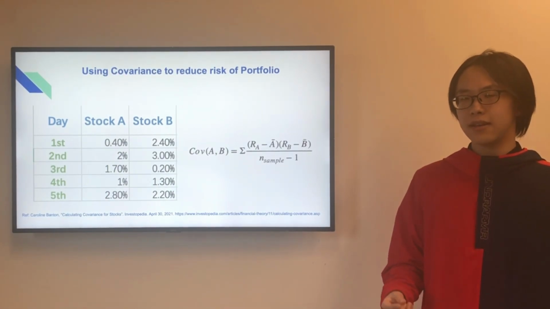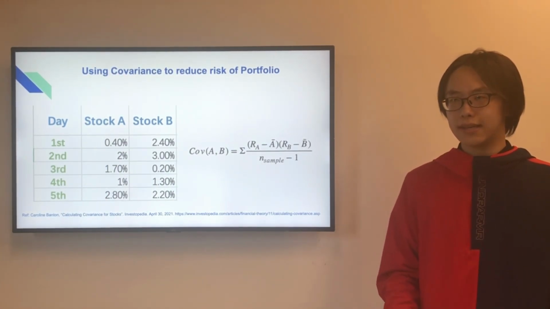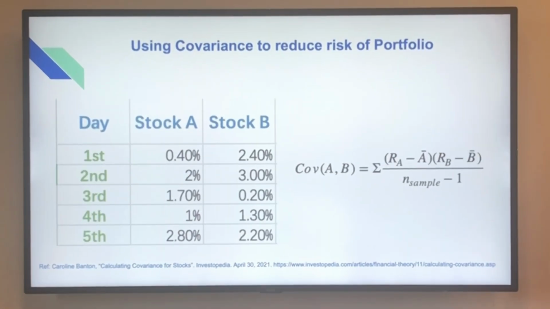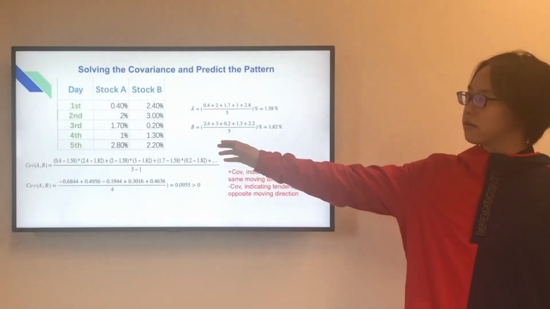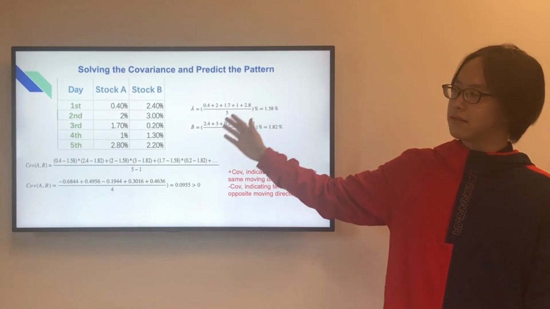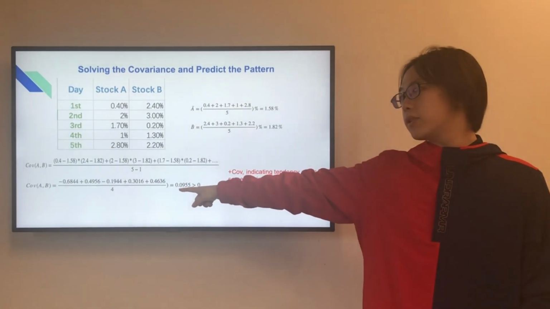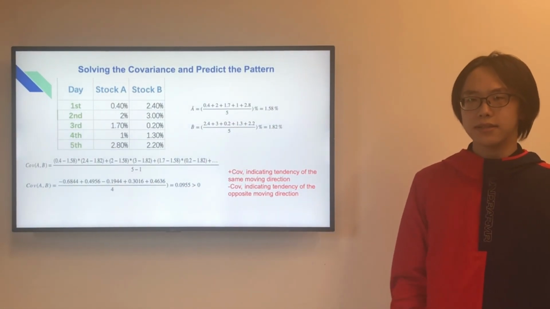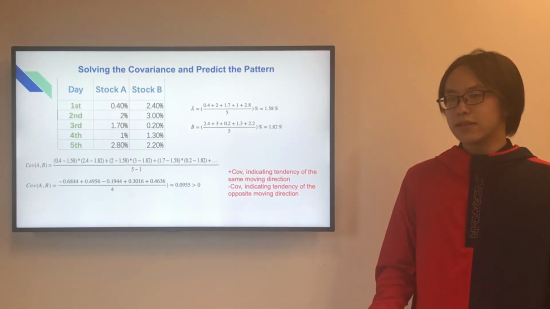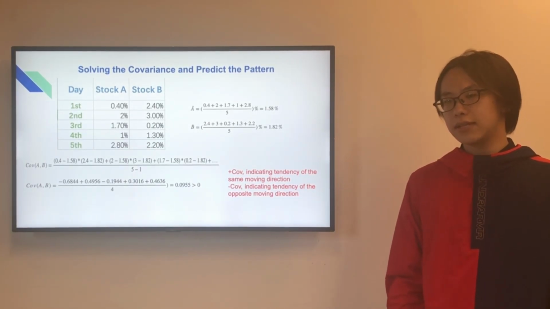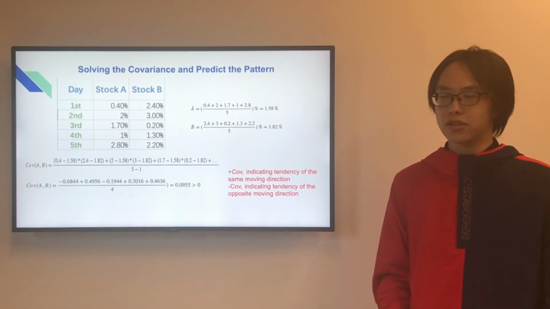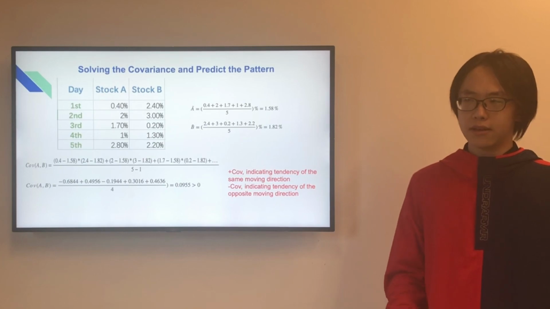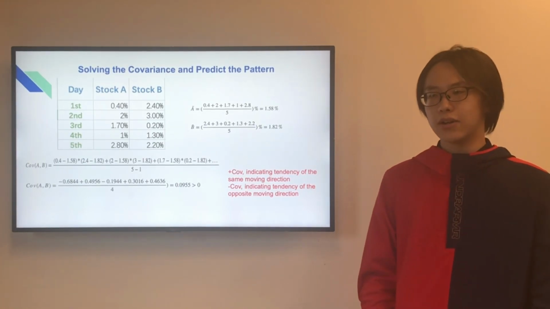Now pause the video and think about how to calculate this and what it tells you. We hope you paused the video. Now here's the solution. You can see that simplifying all those numbers brings it down to 0.0955, which is a positive number. Recall that we talked about it. The positive covariance tells you the two data sets are moving together in the same direction, and the negative covariance tells you that they move in opposite directions.